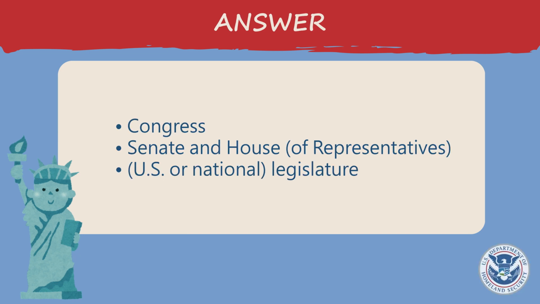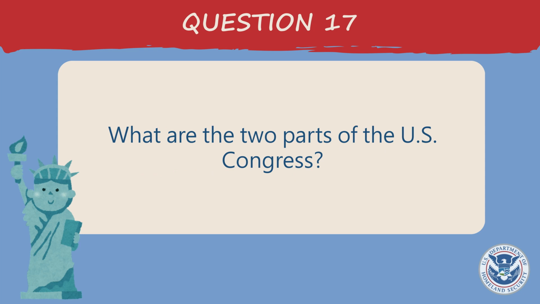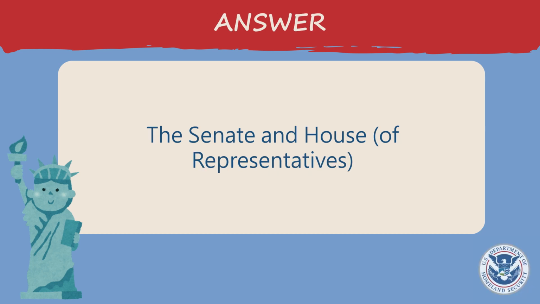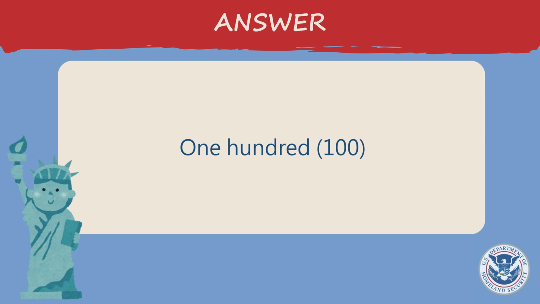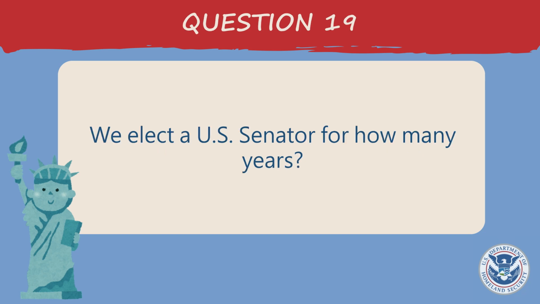Who makes federal laws? Congress, Senate and House of Representatives, U.S. or national legislature. What are the two parts of the U.S. Congress? The Senate and the House of Representatives. How many U.S. senators are there? 100. We elect a U.S. senator for how many years?